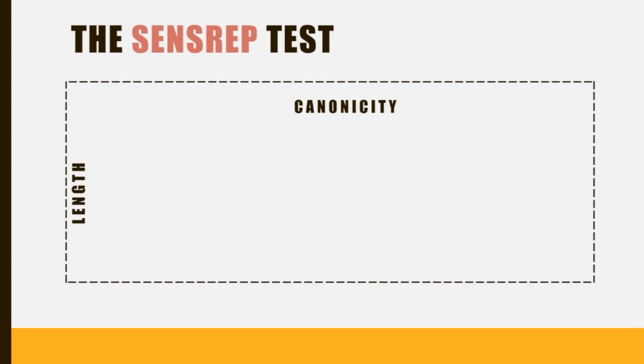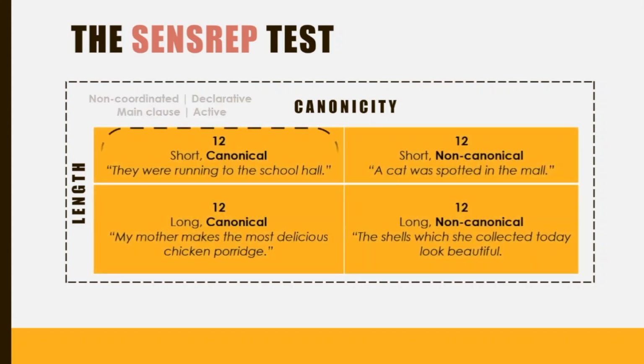So length, that's quite straightforward, right? We have short and long sentences. And what is canonicity? Let me give you all some examples. If you look first at the left, you have canonical sentences. So these are, to put it simply, just sentences with simple sentence structure. They are declarative, active sentences. For example, they were running to the school hall. So I tell this to the child and ask the child to repeat after me, and I would expect that should be quite an easy sentence to repeat.